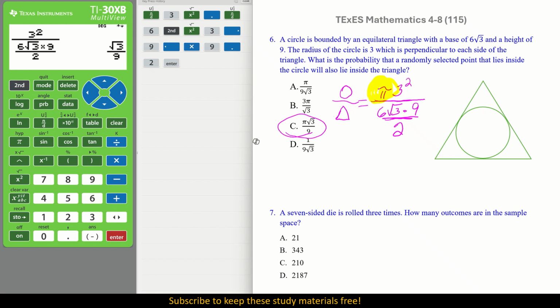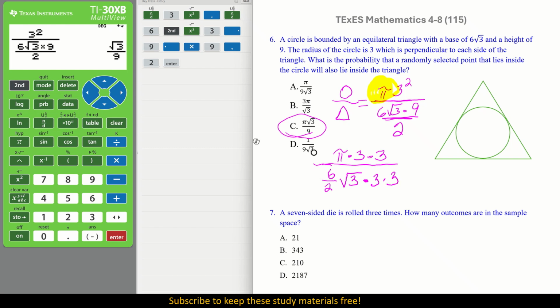But I do need to show you something. Be very careful. Let's say you do this all by hand. This is what you're going to get. You're going to get pi, and then 3 squared is 3 times 3. Now let's look at the denominator. Well, that is 6 divided by 2. Think about it, that's really what we have going on. And that is times the square root of 3, and that's times 9, which is 3 times 3.